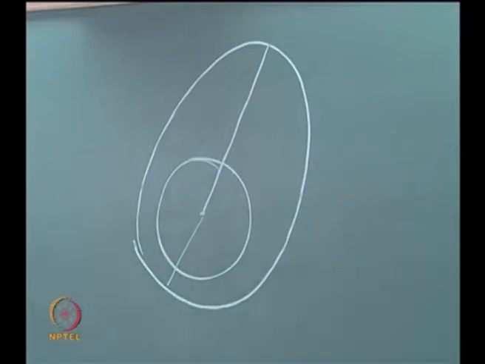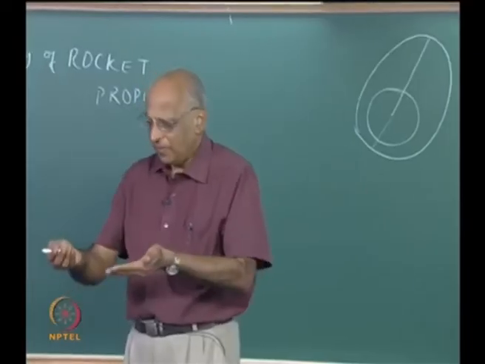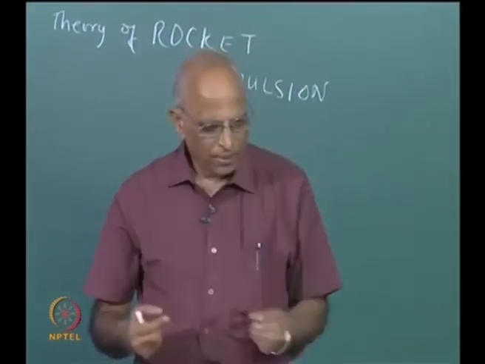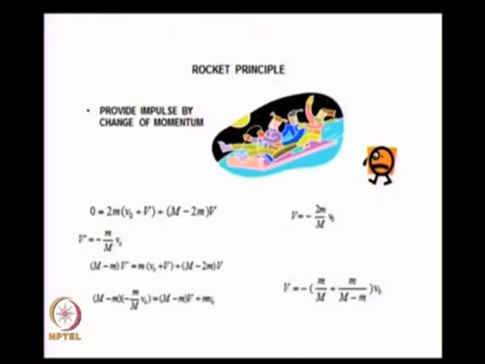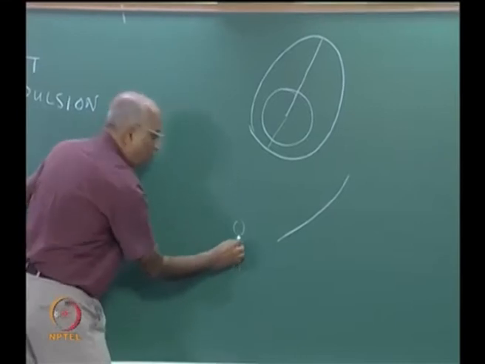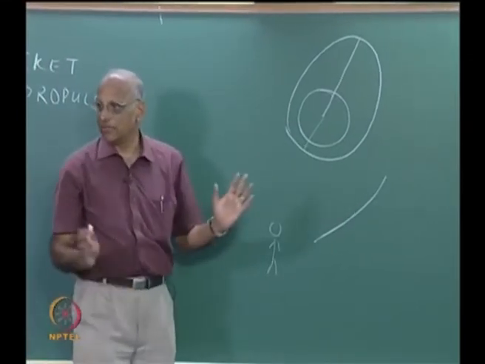We also talked in terms of the rocket principle, and we told ourselves when we had the sled and these two boys who were throwing stones together, we got the net velocity of the sled as something like the mass of the stones thrown divided by the total mass into the velocity with which the stones were thrown. The important thing here is when we are looking at the sled which is moving, we are talking with the inertial frame in mind. I look at the sled, I am standing here, there was this sled here, there was this boy, and I am observing it from the inertial frame of reference and writing the momentum conservation equation.